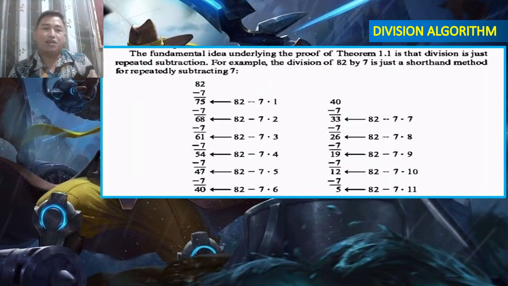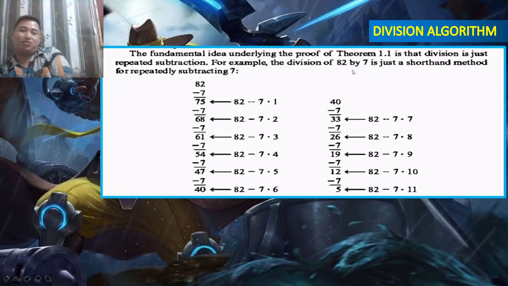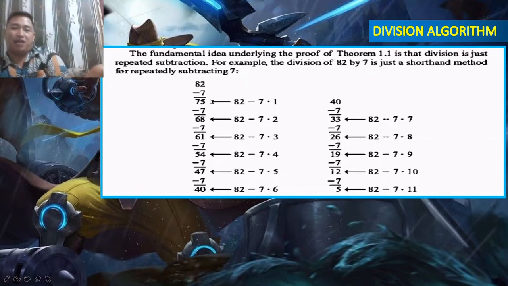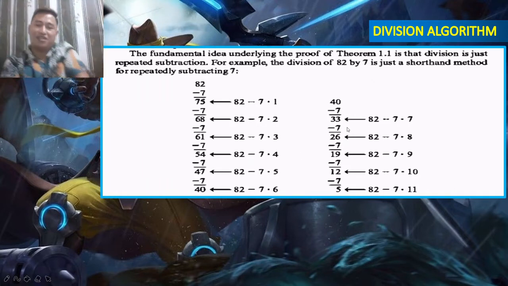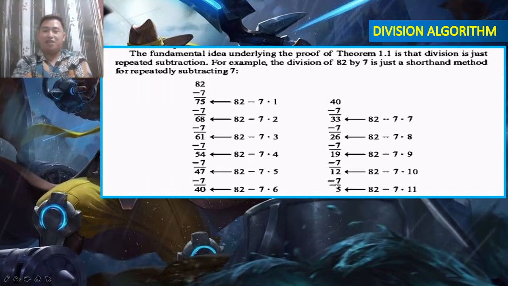The fundamental idea underlying the proof of 1.1 is that division is just a repeated subtraction. So for example, class, sa 82, mag-divide ta og 82 by 7. So mura tag minus og 7, hantod nakakuha ta og 5 na lang na bilin.